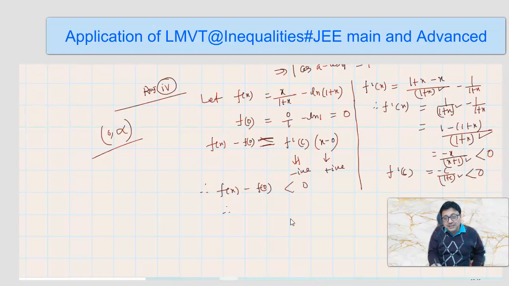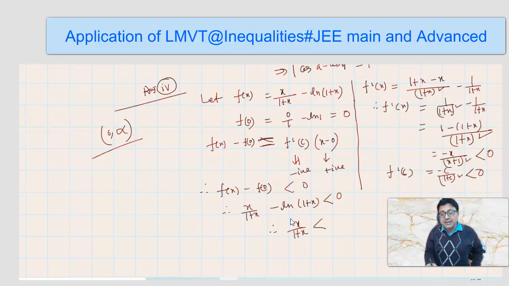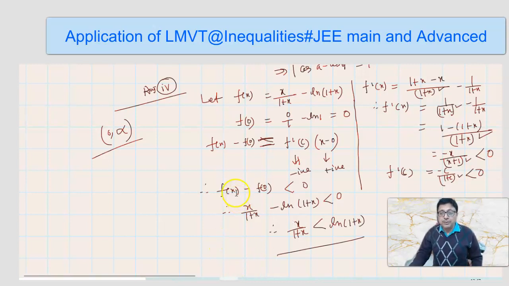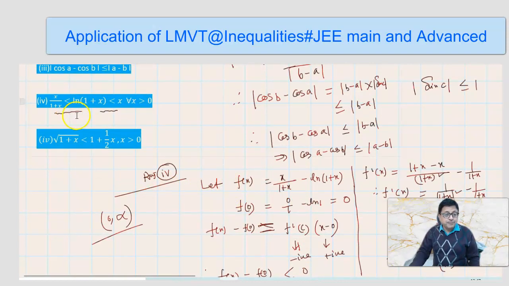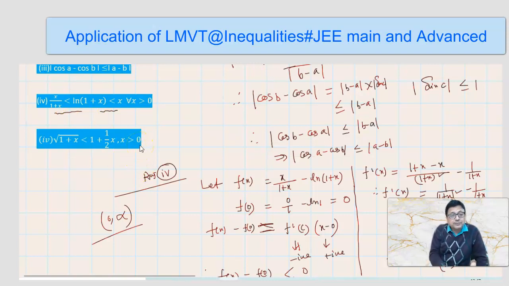f(0) is 0 and f(x) is this, so x by 1 plus x minus ln(1 plus x) is less than 0. Therefore, x by 1 plus x will be less than ln(1 plus x). Okay, so this part is done. The first part of the fourth one is done. Now to prove x greater than ln(1 plus x), we will take the second part here.